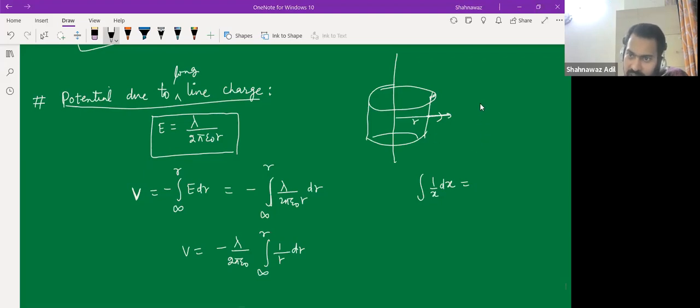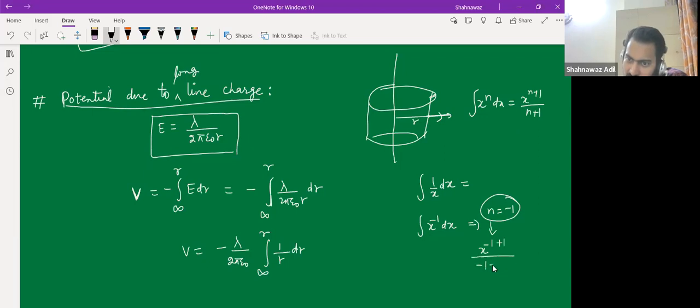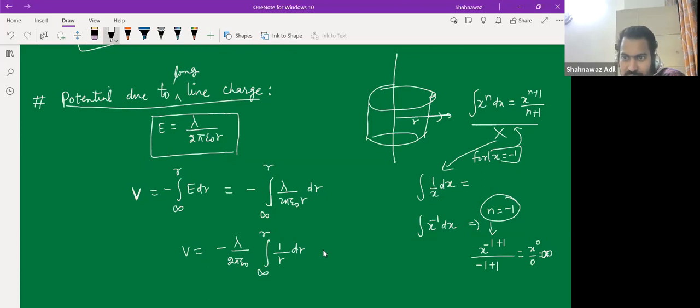So the integral of x^n dx is x^(n+1) divided by n+1. But not for this case. If you apply it to x^(-1) dx, n is minus 1. Then you will get x^(-1+1) divided by -1+1, so this would be 0 in the denominator, which is not defined. So we cannot apply this formula for n equal to minus 1.